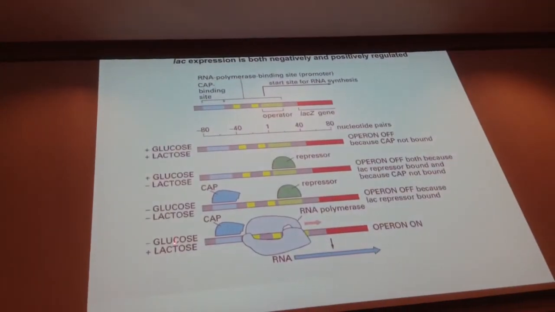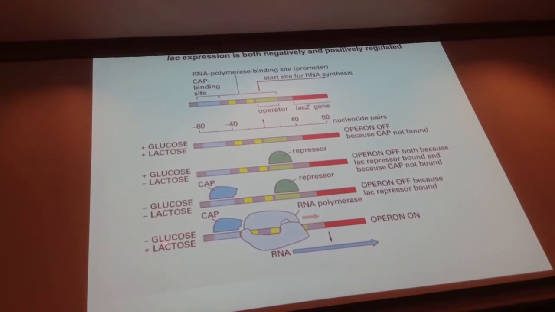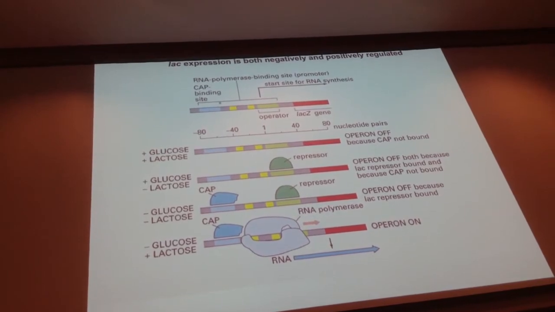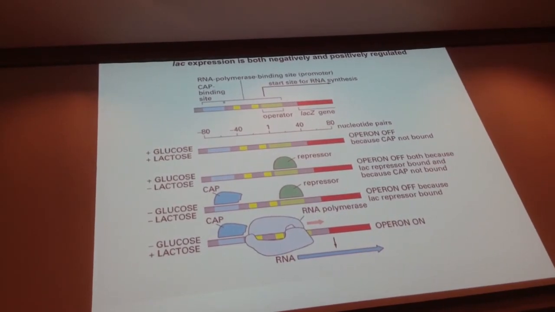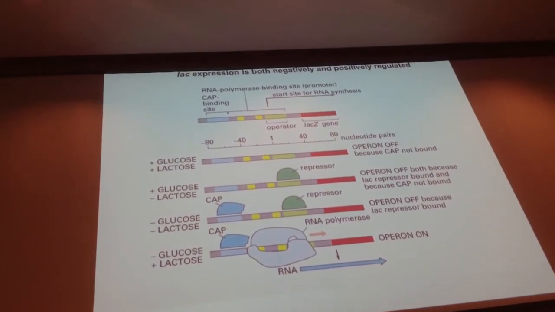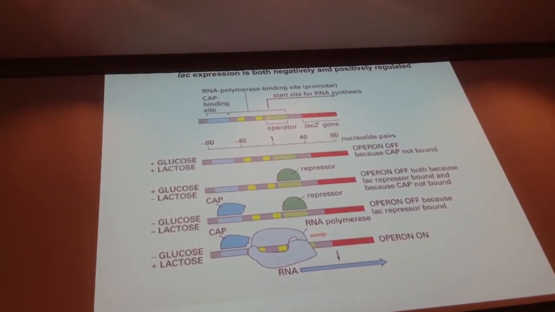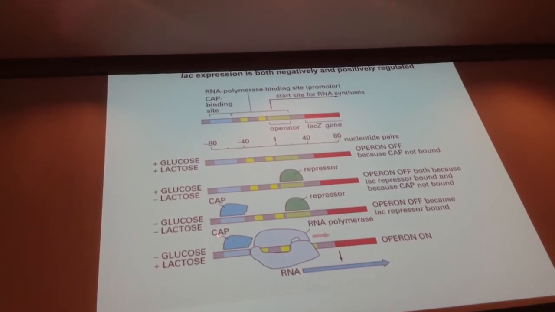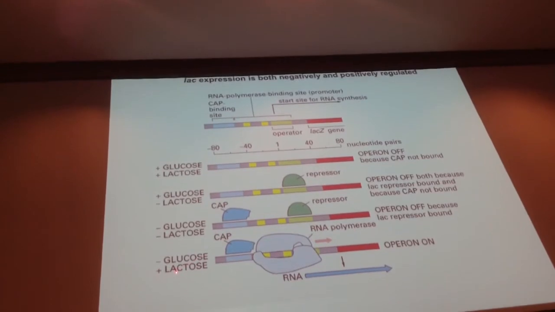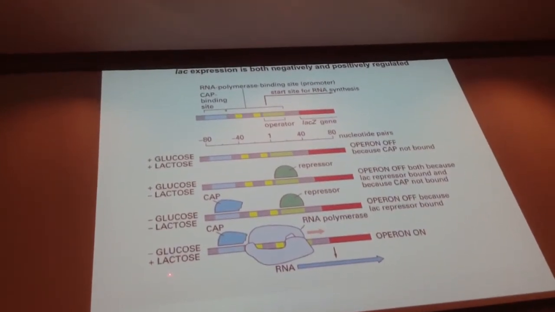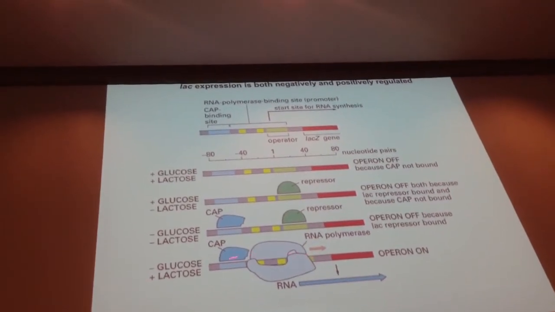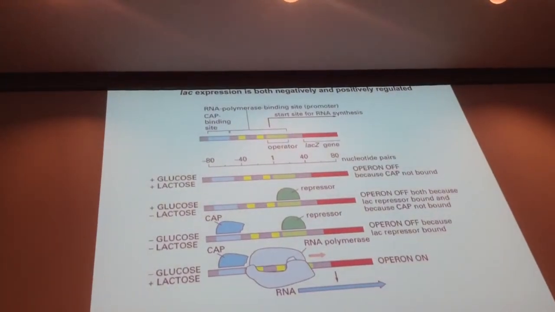But now in a situation where there's no glucose and there is lactose, there's no glucose, cyclic AMP levels are high, right? They bind to the CAP protein, which activates it. The cyclic AMP actually causes it to form the tetramer. It then binds to the CAP binding site, and it positively influences transcription. There is lactose. The lactose binds to the repressor, so the repressor falls off. There's no repressor on the repressor site, so the combination of the two of those turns it on.